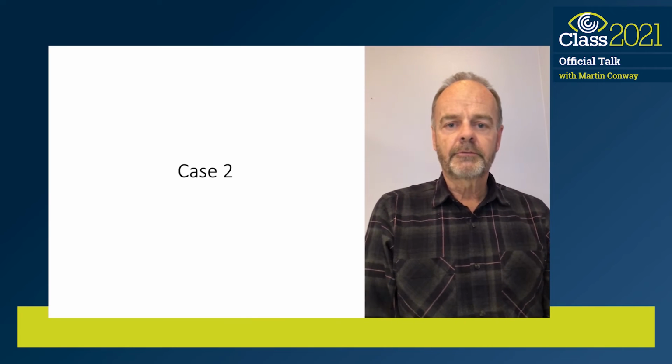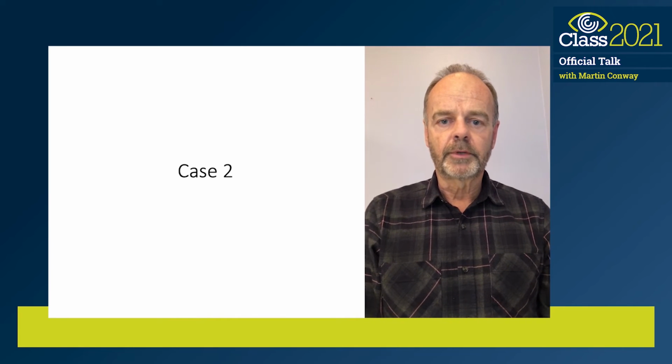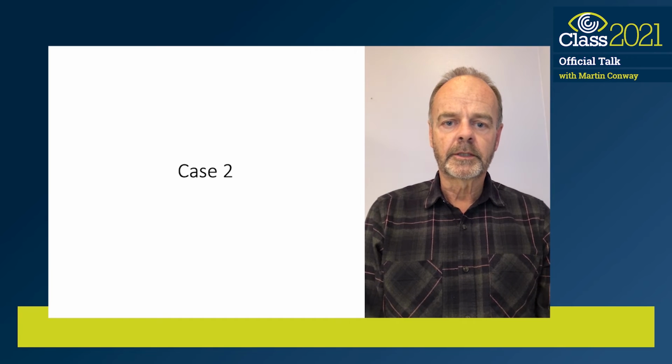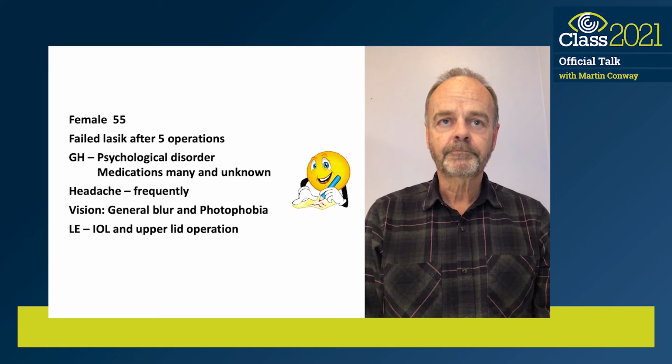The second case I have for you is a rather complicated one. It involves a 55-year-old woman. She originally was hyperope with a little bit of astigmatism and had been using soft contact lenses quite a few years back. Not from our practice, but from somewhere else.